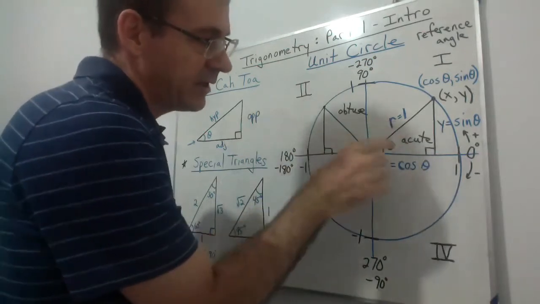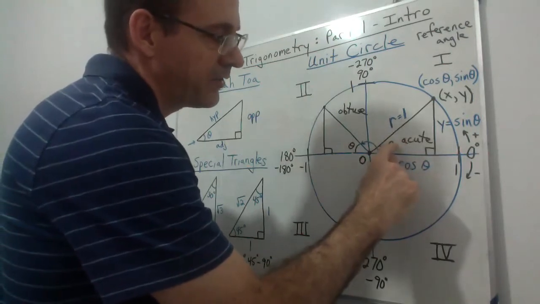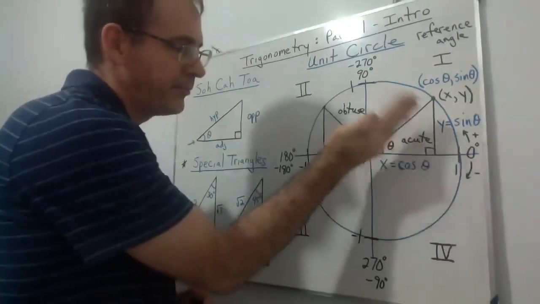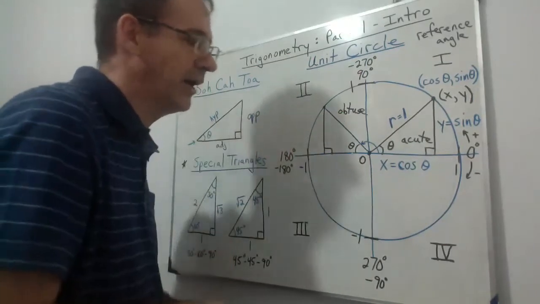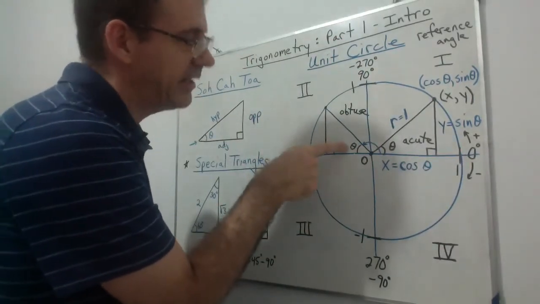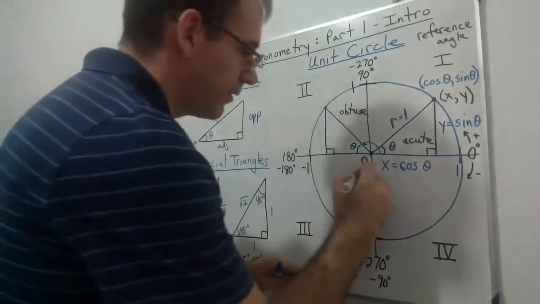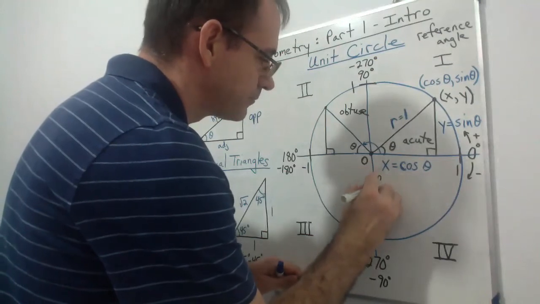So acute, again, 0 to 90, it is your reference angle. Obtuse means you're in the second quadrant, and your reference angle is in here. Then you have a word called the reflex angle.